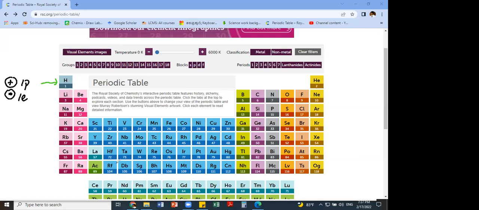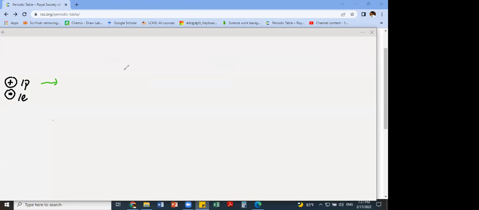Can you please write that in your notebook? Please write that, everyone. An atom is electrically neutral.